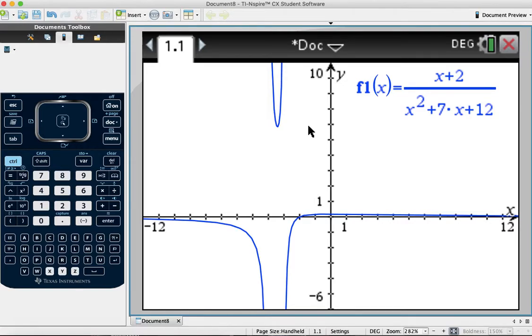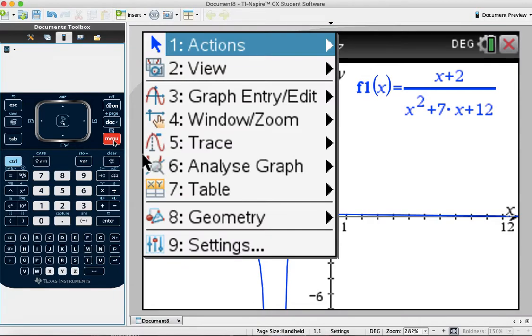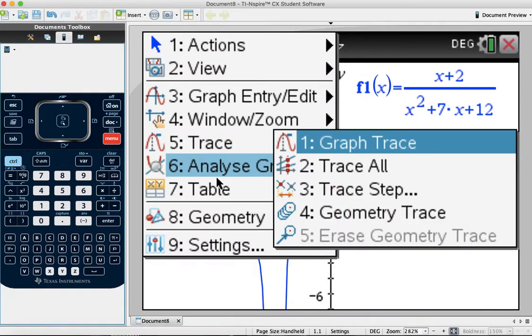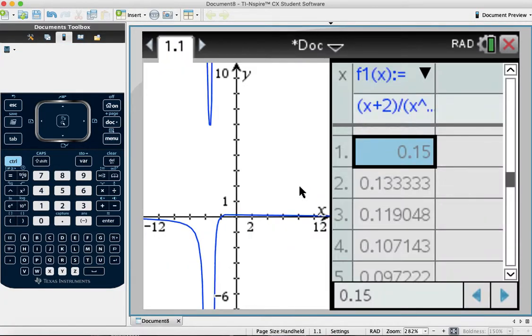Now, next part says what are the equations of the asymptotes? So there's 3 marks for it, so there's obviously going to be 3 different equations that you're going to need to come up with. Just looking at them, it looks like there's going to be 2 vertical ones, one here and one here, and a horizontal one across here. So how do you get these vertical asymptotes? Best way to probably do it is to open up a table, so menu and then table, split screen table.